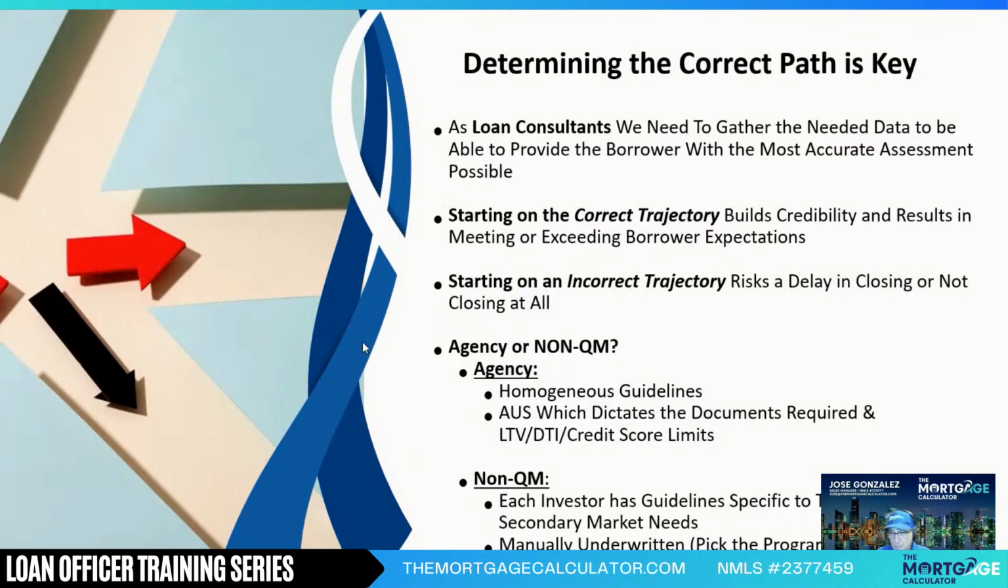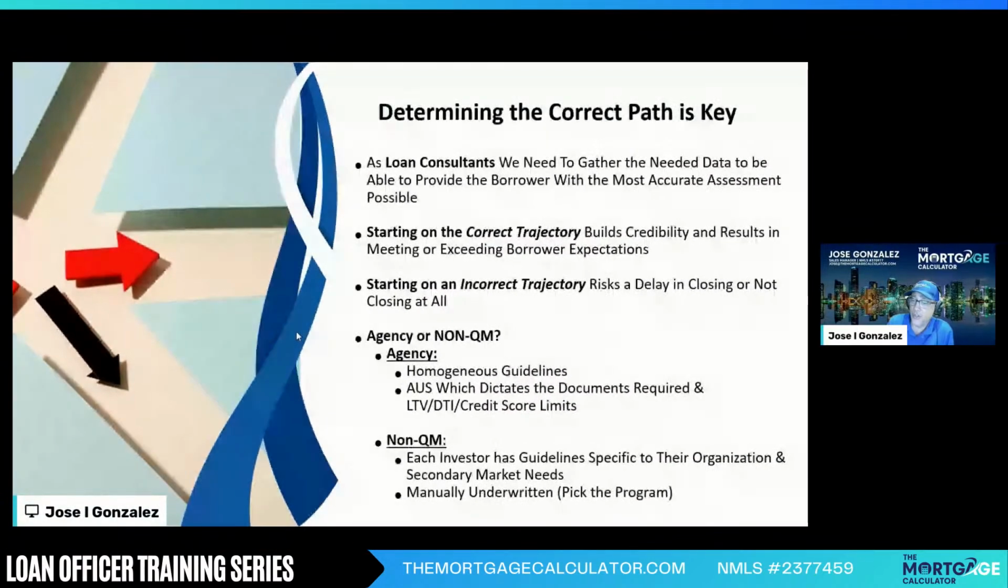Because if you come with a preconceived notion that the agency loan is always better, not necessarily the case all the time, right? That's why you need to properly assess the full transaction. So, first, a little bit about the mindset, right? Mindset here, determining the correct path is the key, right? You want to make sure that loan gets off on the correct trajectory.